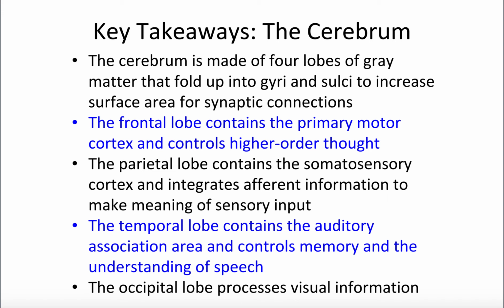All right, so our takeaways here are that the cerebrum is made of those four lobes. The frontal lobe especially is associated with your higher thought and primary motor cortex, while the parietal lobe is really associated with your somatosensory cortex for processing sensory input information. Remember, afferent info is info coming in. The temporal lobe is associated with auditory information as well as your ability to process it, while the occipital lobe is very associated with visual information.